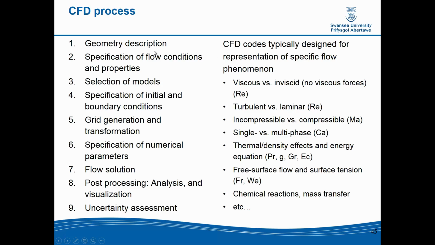Now, the process that you go through is similar to most modeling throughout different packages. You have to describe the geometry, which might come from CAD, the flow conditions and material properties or flow properties. You have to select your models. You have to put in initial or boundary conditions. Then you generate your grid. You may have generated it beforehand, like you do in ANSYS in the design modeler. Then you will select some of the numerical parameters which you need to solve the problem. Then you'll do the flow solution, and then you'll do your post-processing. Okay?